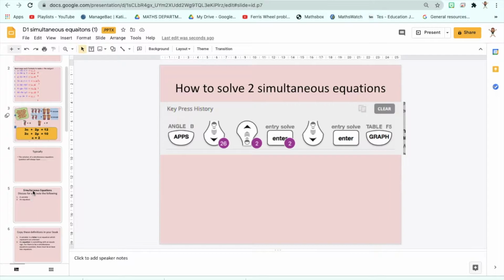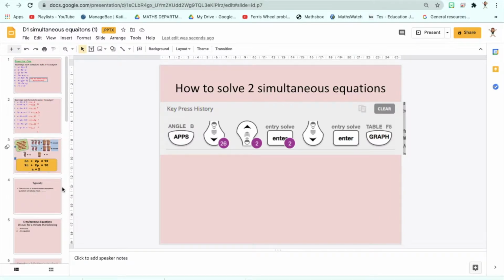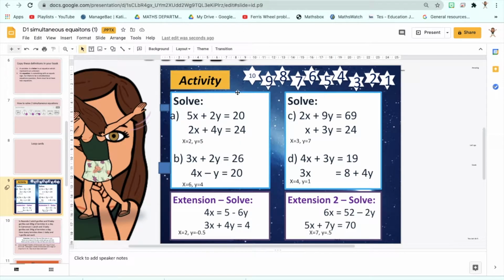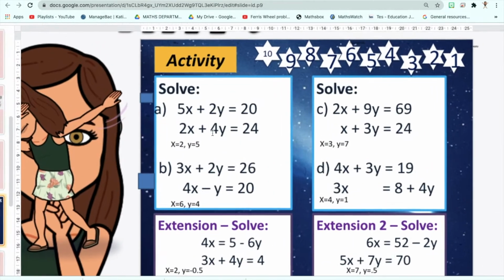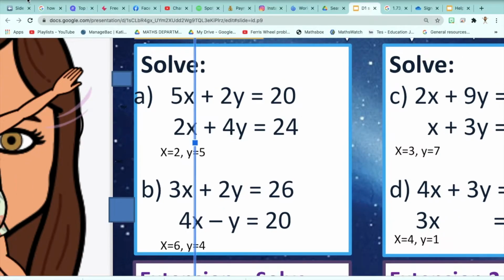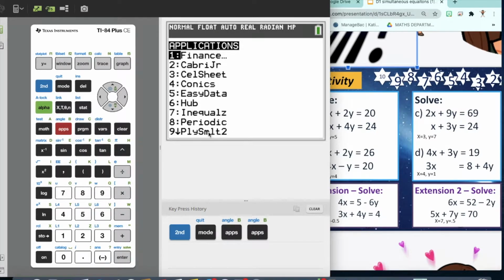So let's first of all have a look at a question. We want to simultaneously solve 5x plus 2y equals 20 and 2x plus 4y equals 24. Calculator. For simultaneous equations, you're going to look for PLY SMLT. This stands for polynomial simultaneous.